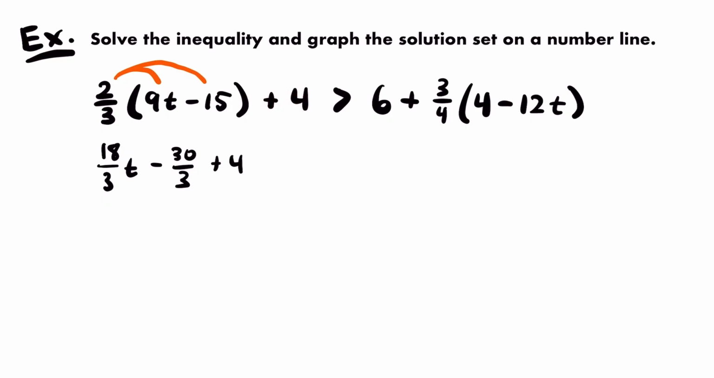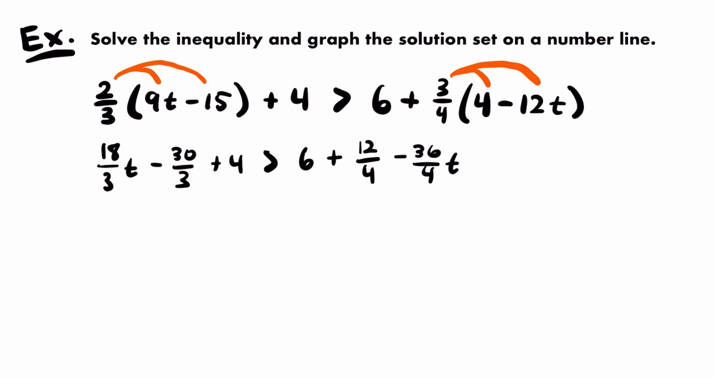So we have plus 4, and then that will be greater than 6 plus 3/4 distributed through this quantity. So we want to multiply 3/4 by 4, and then multiply it by negative 12t. And so starting with 3/4 times 4, you want to multiply 4 into the numerator. 4 times 3 is 12. So we get 12 divided by 4. And then 3/4 times negative 12t, you want to multiply 3/4 by that coefficient of negative 12. So multiplying negative 12 into the numerator of the fraction, negative 12 times 3 is negative 36. So we get minus 36 divided by 4, or negative 36/4 multiplied by t.